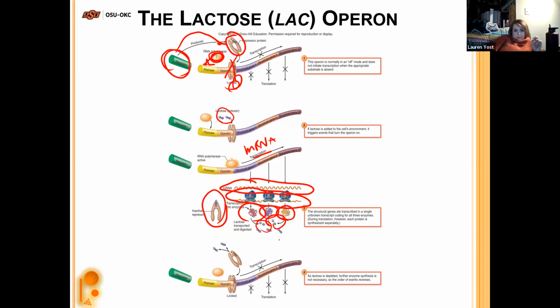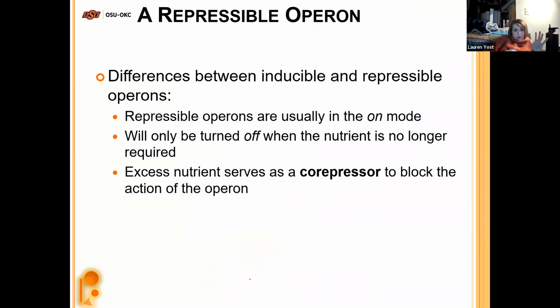When we are depleting lactose and we've broken all of it down, there's no lactose around anymore in the environment. When this is all gone, eventually it'll dissociate here as well, and that repressor will stick back on and lock back on until it comes back again. That's the lac operon, okay? All right, so that was an inducible operon. Now we're going to talk about repressible operons.